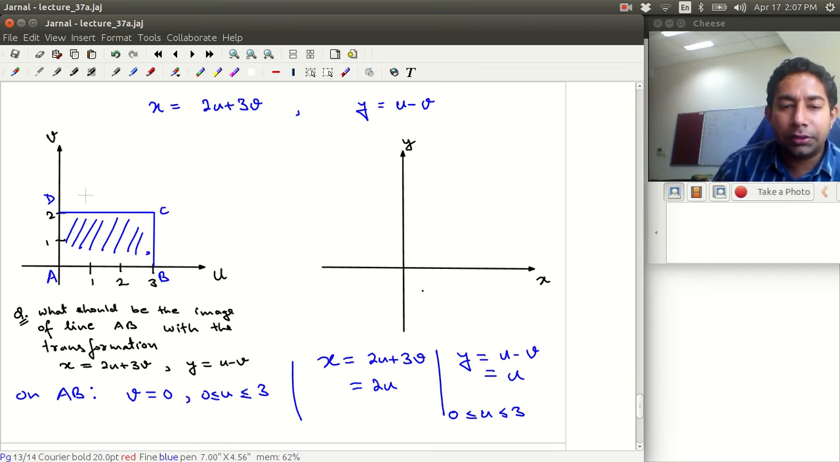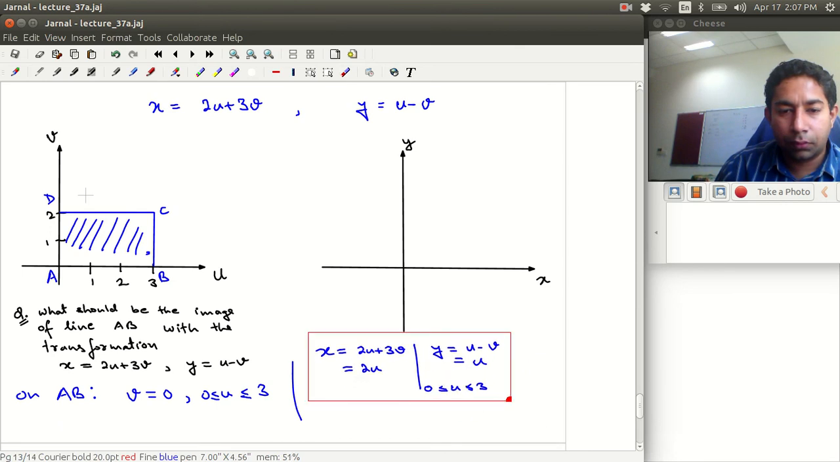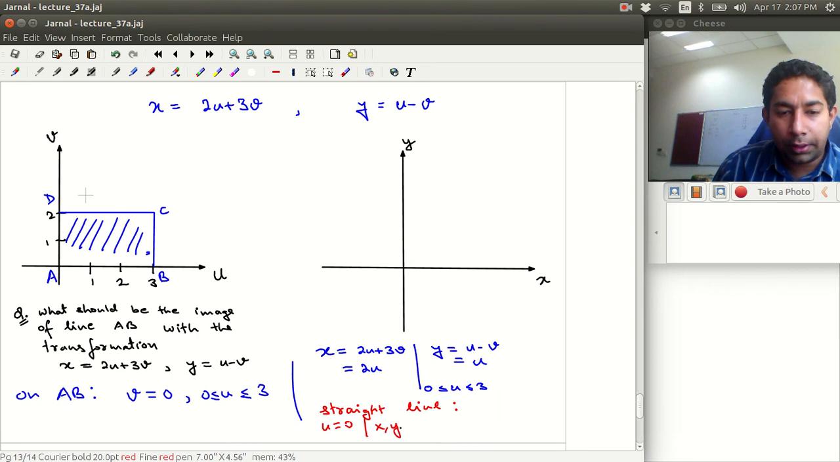It's a line, and what is the starting point of the line? For u equal to 0, it's a straight line. For u equal to 0, we get x and y as 0, 0. And for u equal to 3, we get x equal to 6 and y equal to 3. So you get 6 and 3.